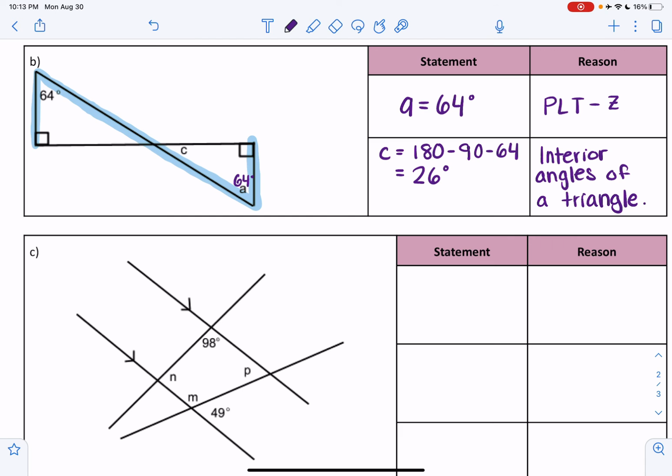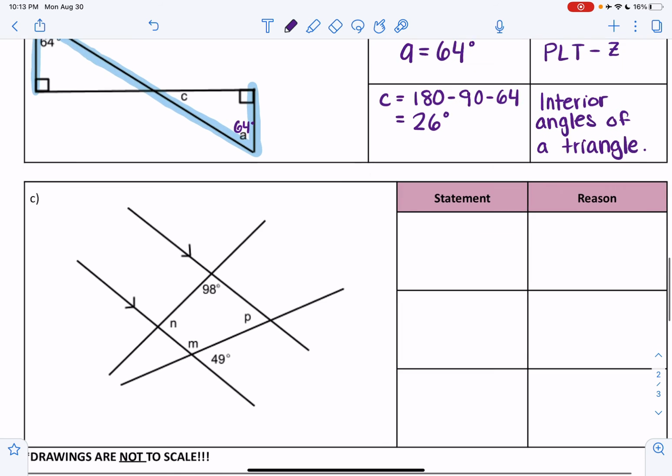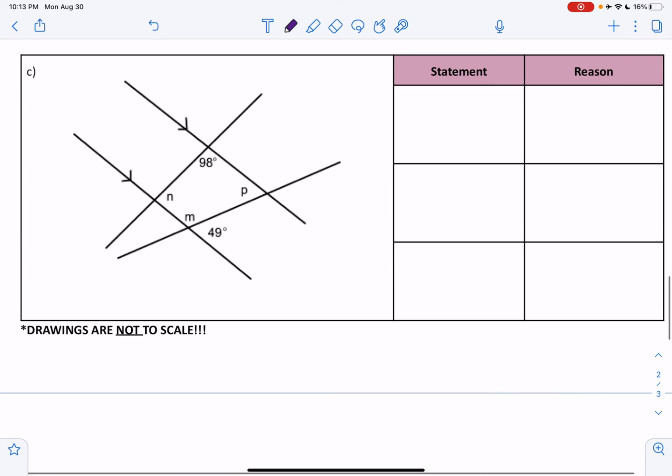There we go. All right, one more here. So for C, we want to note that we have those parallel lines, right? So that means that we can use those rules again. It's really important that we take note of those right away. So the first thing that I'm going to do is I'm going to find P. But again, you can find them however you want. There's lots of different options.